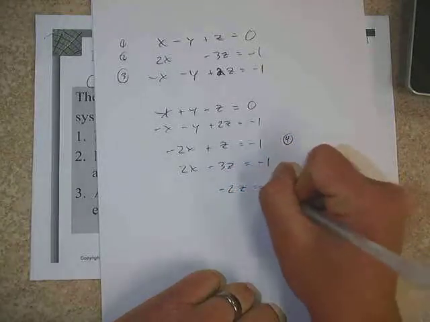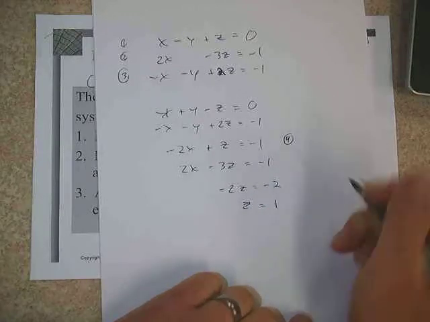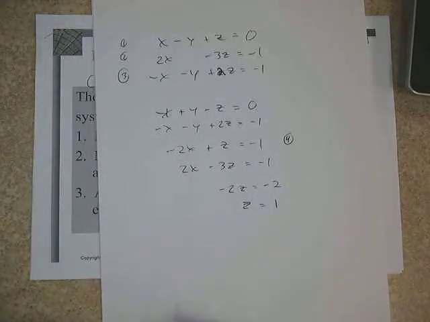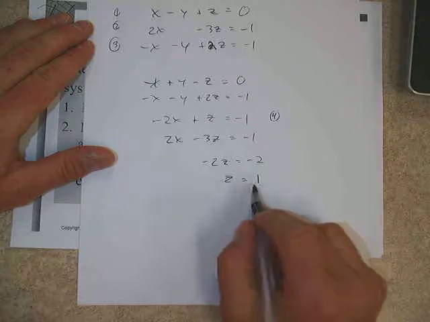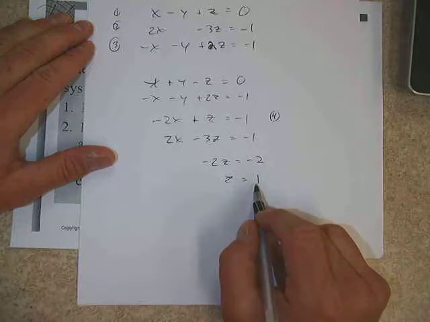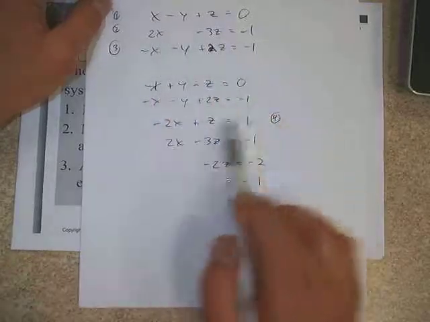Then I want to match that up with number 2. So if I bring 2x minus 3z equals negative 1. Conveniently, number 2 and number 4 already have an elimination right in front of us here. We don't have to even multiply at all. On this one, we can just add them. And we get negative 2z equals negative 2. And therefore, z would equal 1.